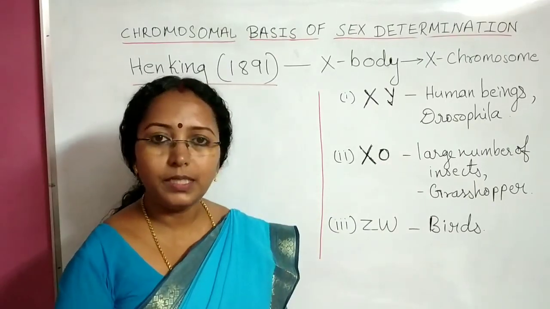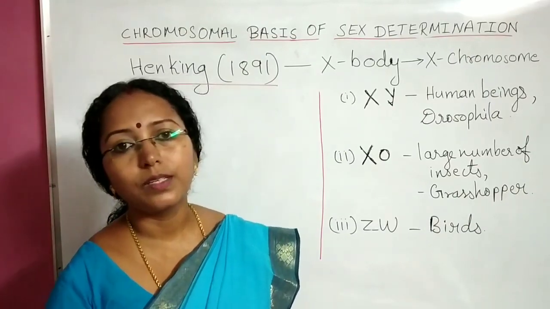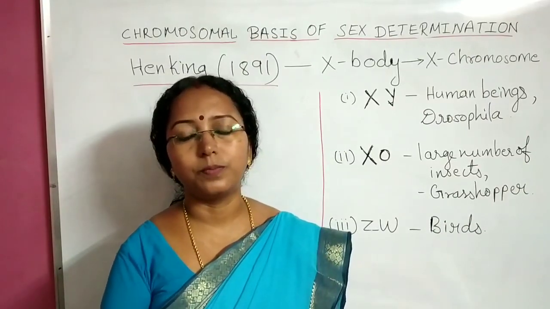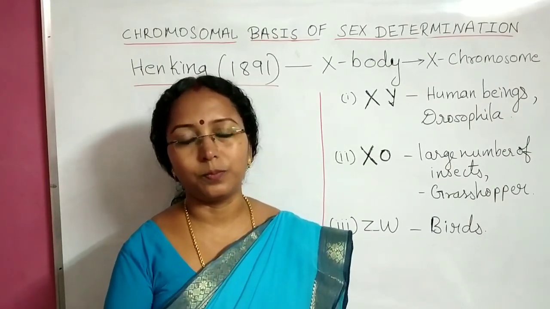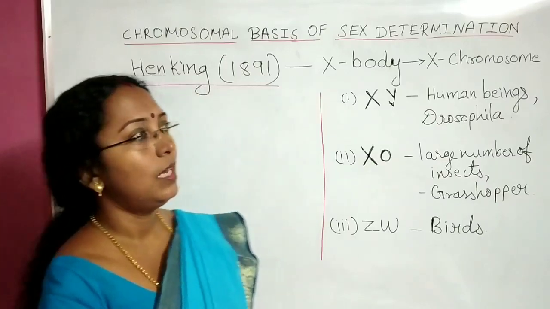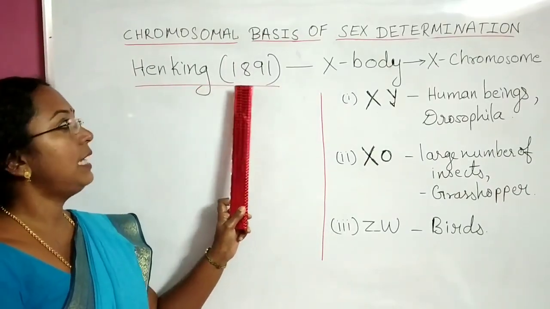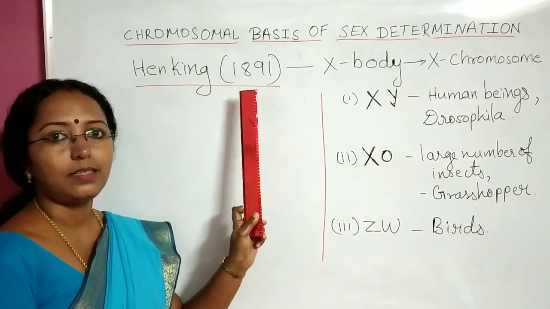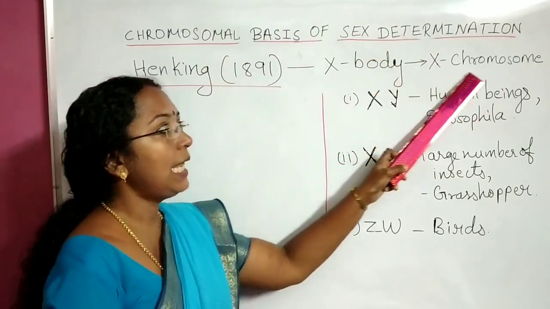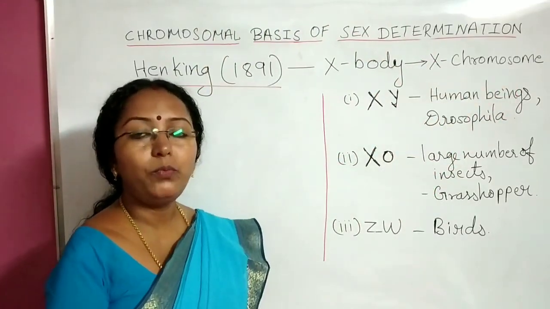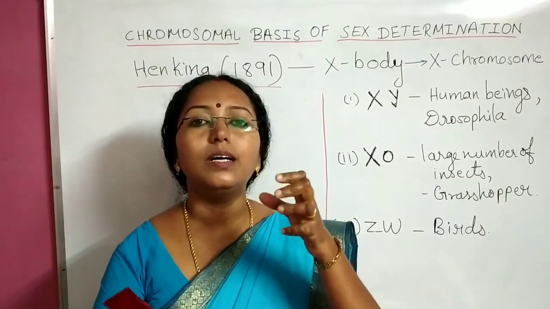So coming to our topic today, chromosomal basis of sex determination. This sex determination is actually associated with a chromosome called the X chromosome. Now, who found out that X chromosome? It was actually found out by Henking in the year 1891. But when he found it, he didn't know that it was a chromosome.